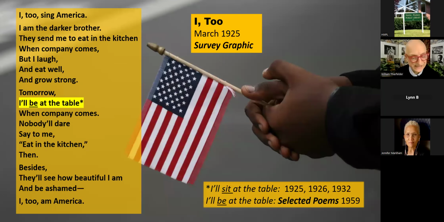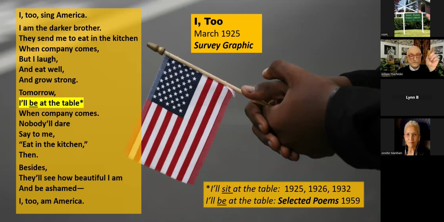I too sing America. I am the darker brother. They send me to eat in the kitchen when company comes, but I laugh and eat well and grow strong. Tomorrow, I'll be at the table when company comes. Nobody'll dare say to me, eat in the kitchen then. Besides, they'll see how beautiful I am and be ashamed. I too am America.